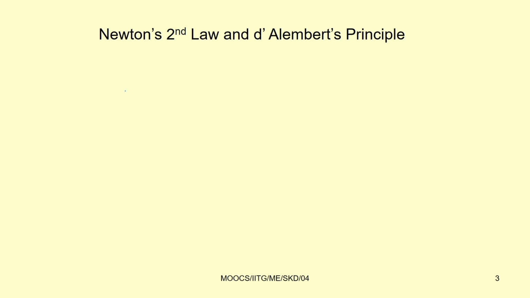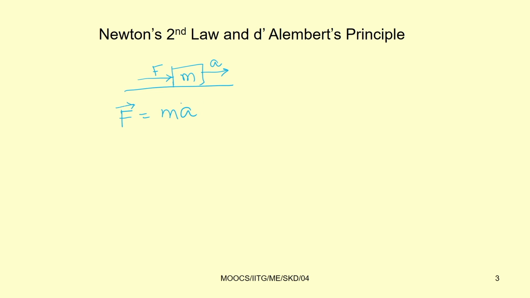So, you are already familiar with Newton's second law. If you have a mass m subjected to a force F, it will have an acceleration a. If we know from our kinematic analysis how to derive this acceleration of the system, then we can apply the formula F equal to mass into acceleration. This is for simple systems.